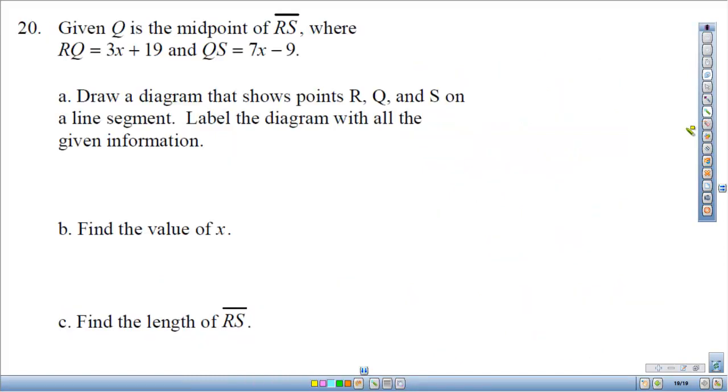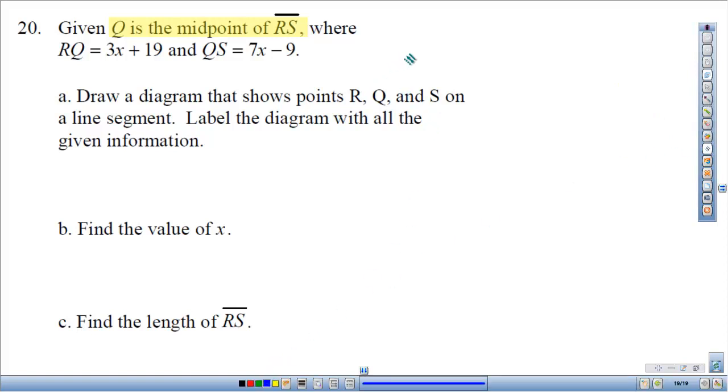Number 20 gives us the fact that point Q is the midpoint of segment RS. So here is the first fact they give us. This is kind of a little geometry statement with no picture. So guess what I would be smart to do? Draw my own picture.